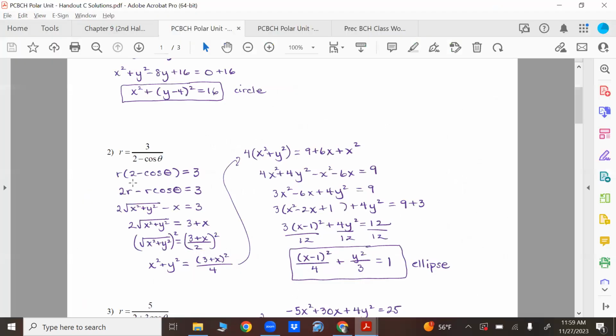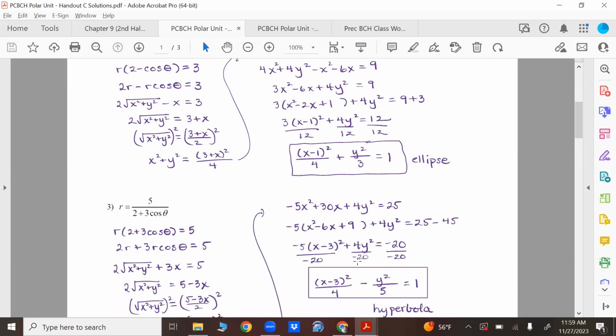Anyhow, number 2, you can multiply both sides by 2 minus cos theta and distribute the r. And r cos theta is x, r is root x squared plus y squared. We can also multiply both sides by r2, I believe. That should be fine if you wanted to do that. Not sure if that makes it actually more messy, so probably this way is better. Square both sides, get rid of the radical. Move all terms to one side, complete the square, you wind up getting an ellipse. So there's the answer right there.